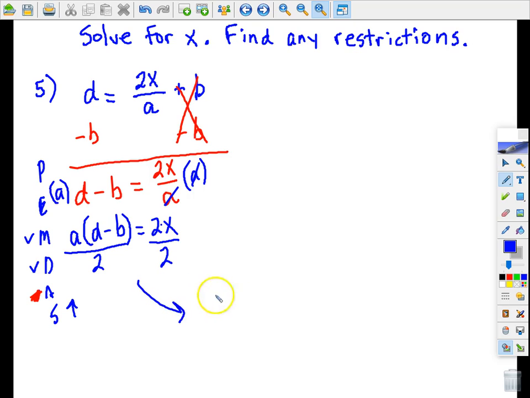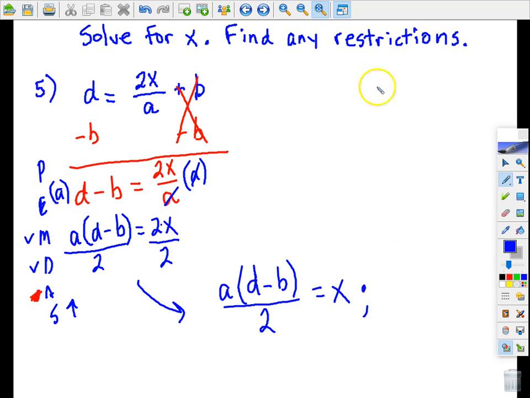I'll just bring it down here. Without doing the distributive property, you would show it as a times the quantity d minus b over 2 is equal to x. Or it would be okay if you did distribute and get rid of the parentheses.